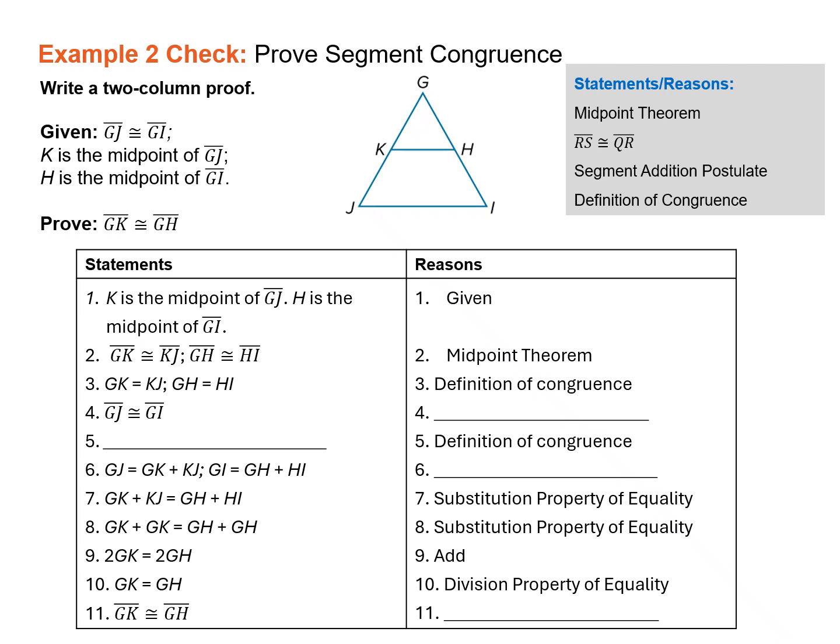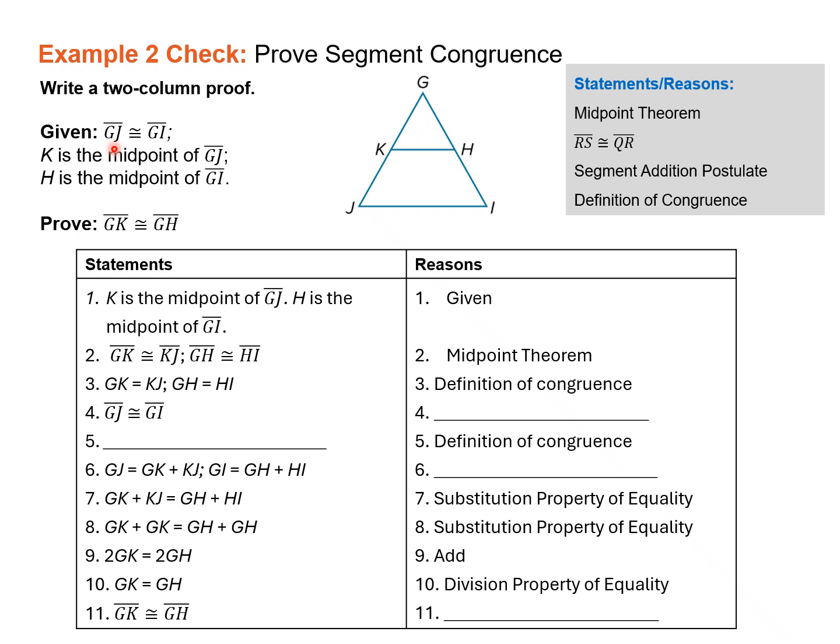All right, you try the example 2 check on prove segment congruence. Pause the video, try it on your own. Of course, there's a box with your statements and reasons. Pause the video. Okay, so here we have K is the midpoint of line segment GJ, and H is the midpoint of line segment GI. And as we can see, that is in our given, and so that is its reason. They're only asking us to find a few lines, so let's go through the process.